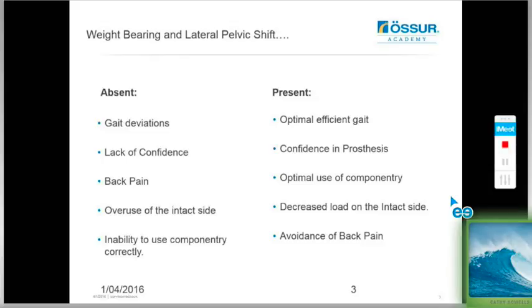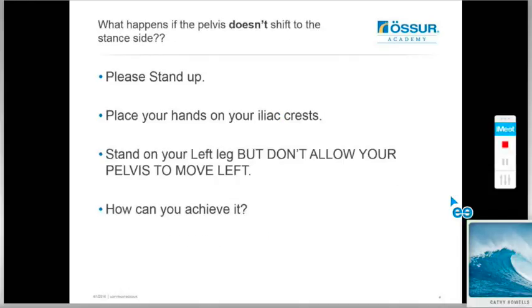If these components are present within the gait, we will see an optimal efficient gait, someone who has confidence in their prosthesis and can weight bear optimally on it. We will see optimal use of componentry, so we will see maximum return of energy from energy storing feet, and we'll see appropriate disengagement of stance phase resistance in MPKs. We'll see a decreased load on the intact side and an avoidance of back pain.